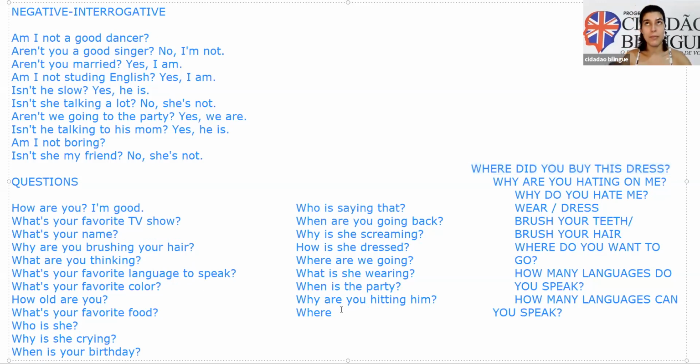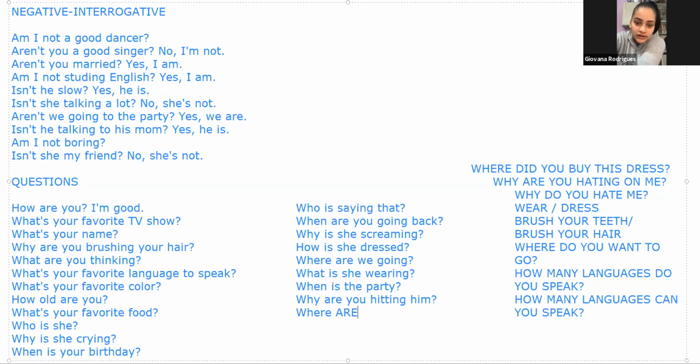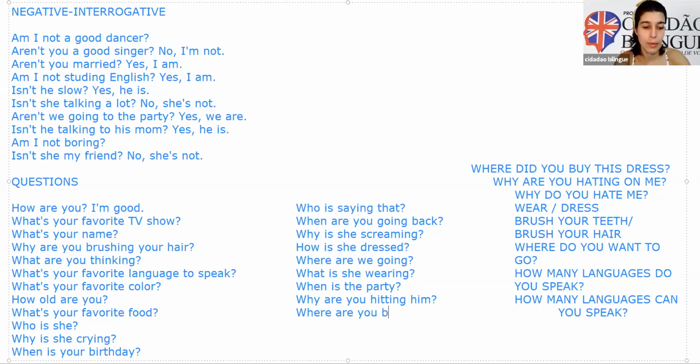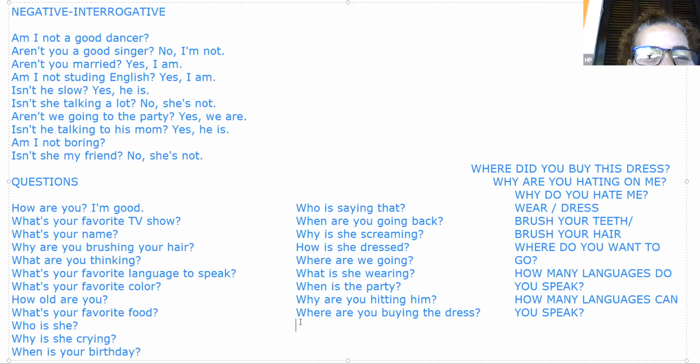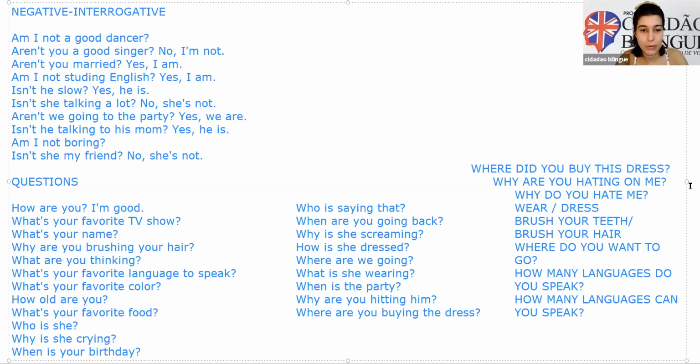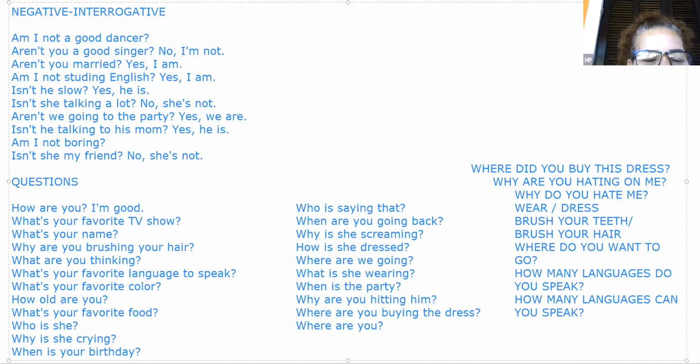Agora, a gente pode falar onde você vai comprar esse vestido. Ok. Where are you buying the dress? Onde você vai comprar o vestido? Where are you buying the dress? Ok? Where are you? Onde você está? Where are you? Very good. All right.